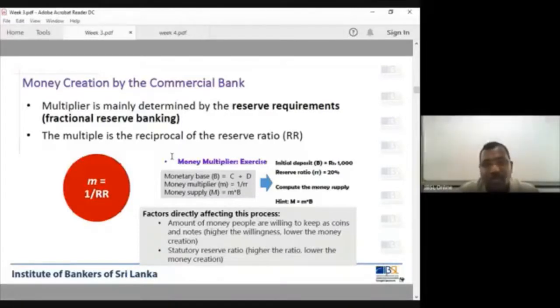So now what is the multiplier? 1 divided by 4% equals 25. Okay. So it was about 25. If you inject 1 rupee into the economy, that would create 25 rupees in the economy. So as long as you bring down the reserve ratio, you increase the money multiplier. I hope you remember it.